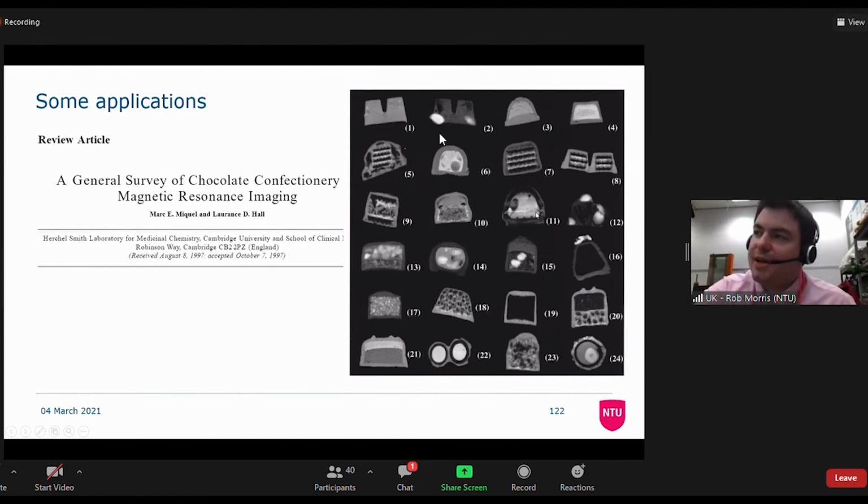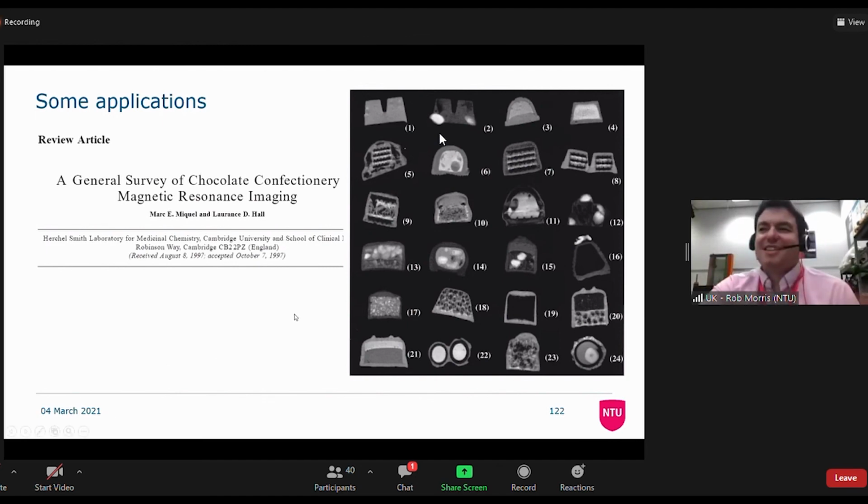Similarly for stuff with softer fillings, filled with creams and those kinds of things, I'd think 21 is probably a Mars bar at a guess. So you've got soft things inside which have a nice bright signal, and then the darker signal around the edge for the chocolate.